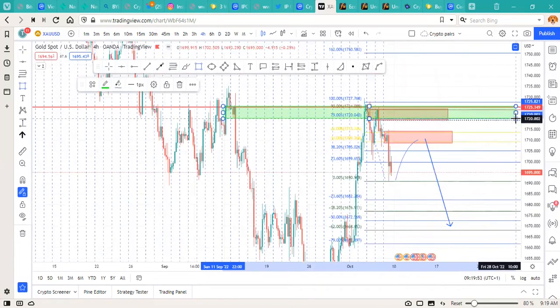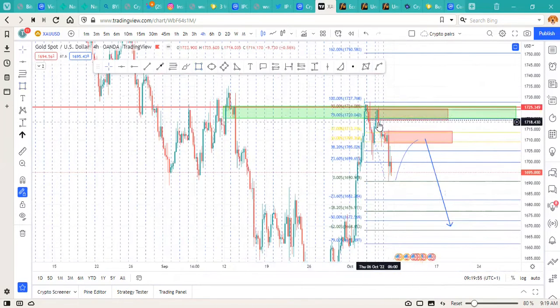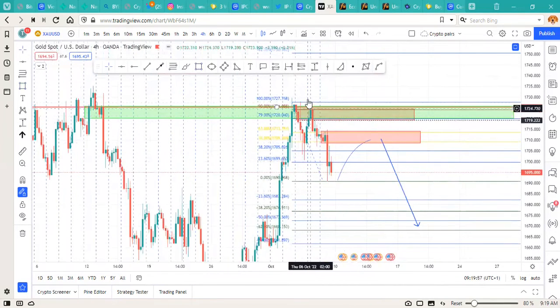After it filled that block, we got what? A downward push. It started creating lower lows. This is a swing high, a swing low, a swing high, a swing low. So we're expecting another swing high to get a swing low down to this point.